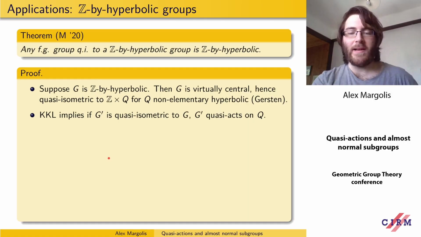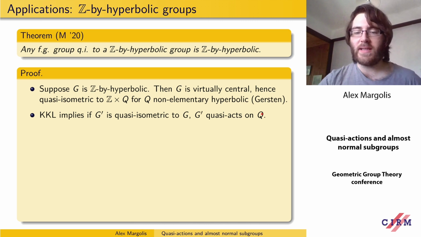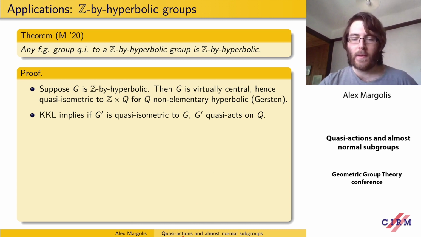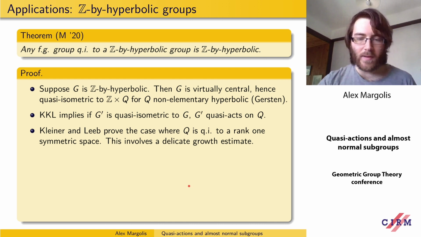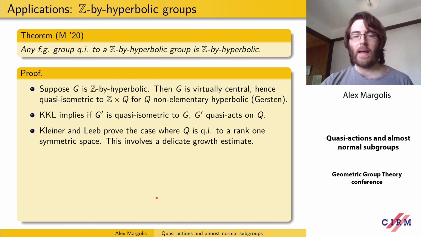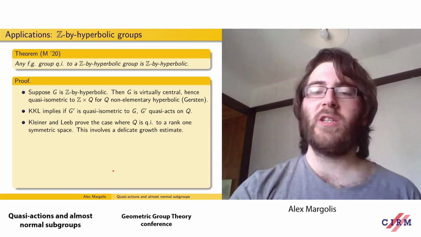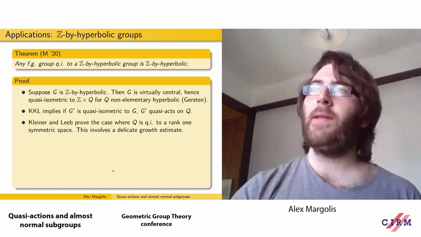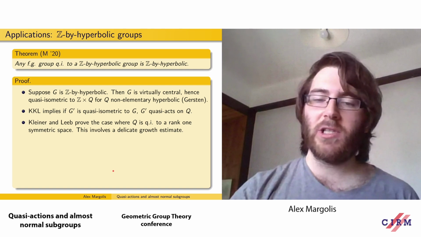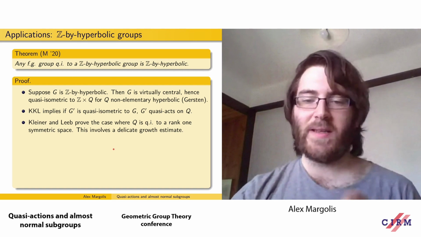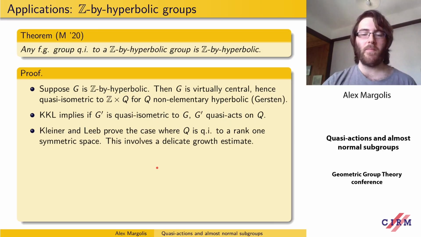Then the result of Kapovich, Kleiner, and Leeb that I mentioned at the beginning says that if we have G prime, which is quasi-isometric to G, then G prime has to quasi-act on the hyperbolic space Q. And now there are two cases. So Kleiner and Leeb prove the case where Q is quasi-isometric to a rank one symmetric space. And they use the fact that you can quasi-conjugate the quasi-action of G prime on Q to an isometric action on the symmetric space. But even then, you're not done, because you have to show that modulo the kernel of the action, this is a proper action. And you can do this, but it involves growth estimates. It's not immediate from the QI classification of quasi-actions on rank one symmetric spaces.